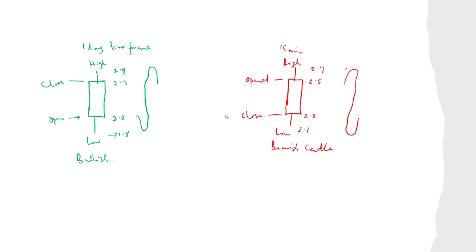Now, a bullish candle can form in many ways. For example, if I have a bullish candle, it might look like this. What this is trying to tell us is that in this candle, there's no wick. This particular point is the high and the close, while this particular point is the low and the open.